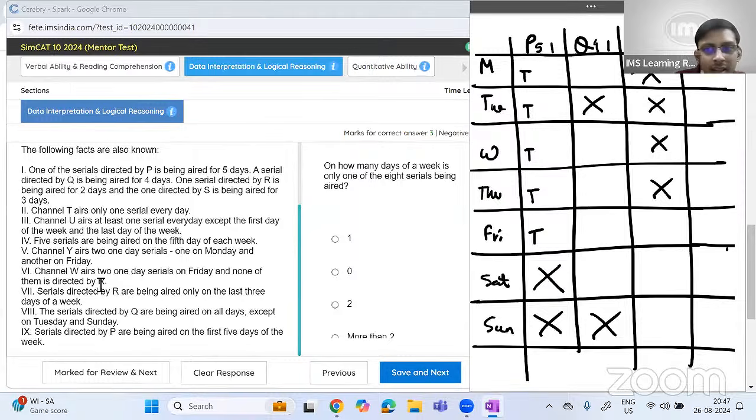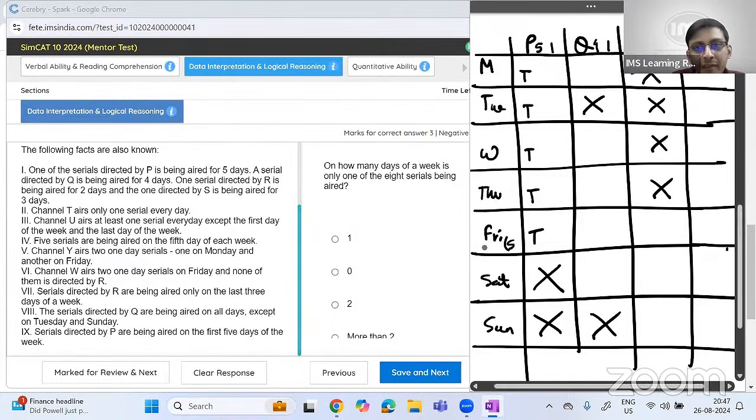Now see. U airs one serial every day except the first and last day. So from Tuesday to Saturday, U will air one serial every day. Now, how will we get that? Let's look at the combination, Tuesday to Saturday. 5 serials are being aired on the 5th day of each week. So let's say on Friday, we are having 5 serials aired.